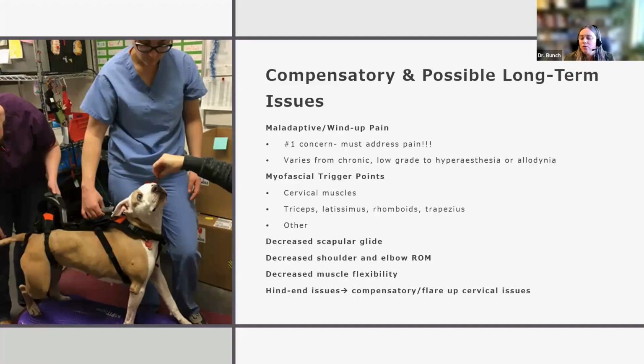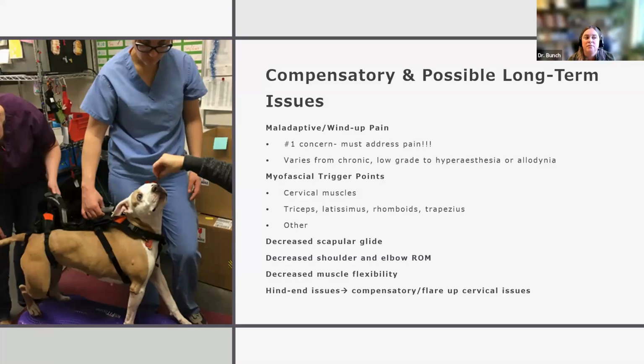All right, so we talked about our primary issues we see. Let's talk a little bit about compensatory and long-term issues with these cervical patients. So one of the big things we talked about was pain, right? So pain is so important. It's so critical with these patients. We see this pain, and the #1 thing we need to address is the pain, because we could absolutely develop a maladaptive or wind up pain.